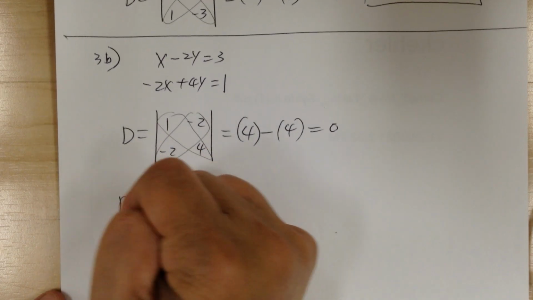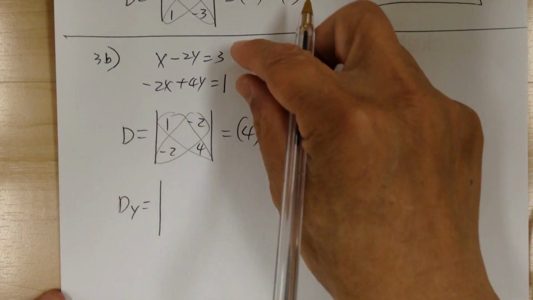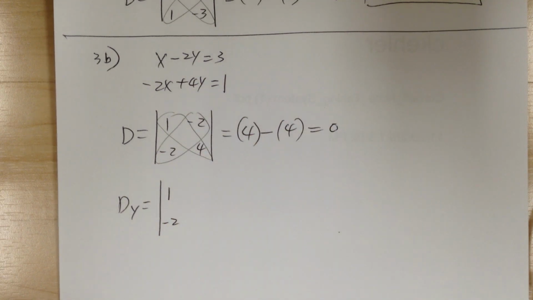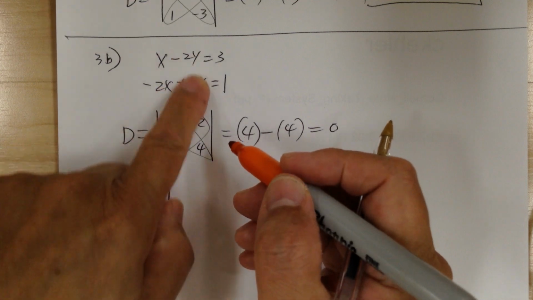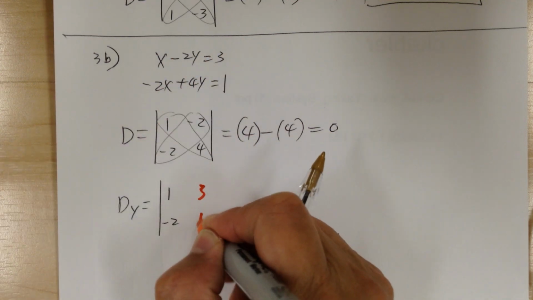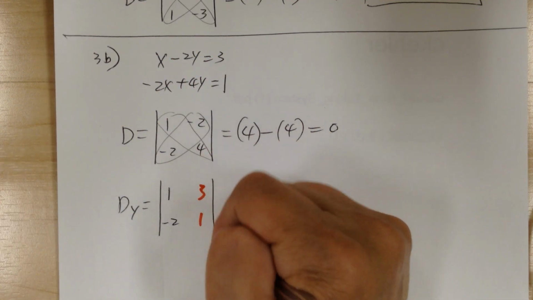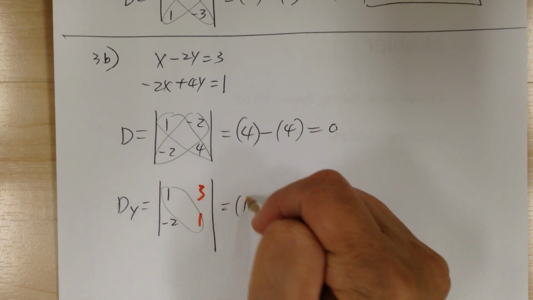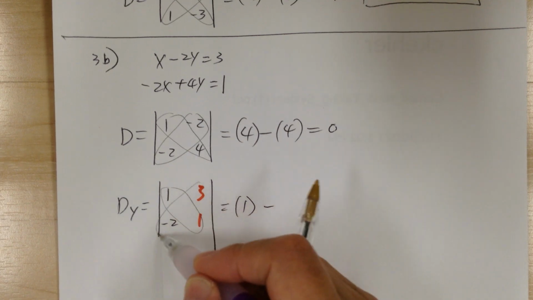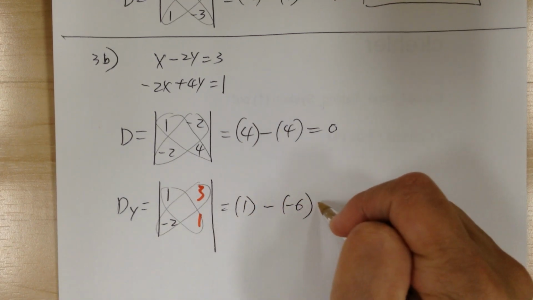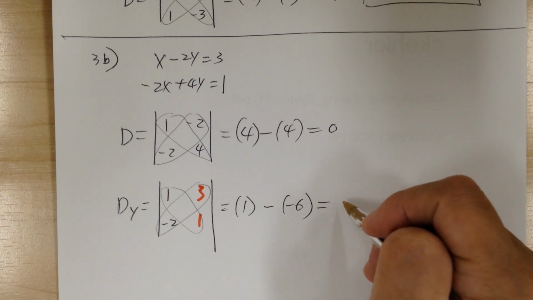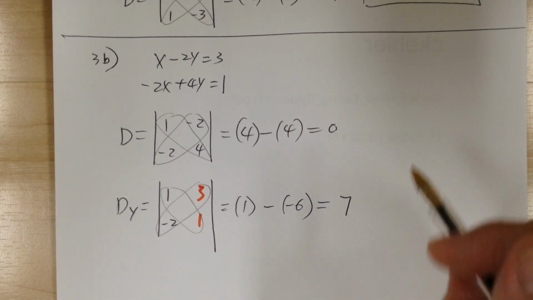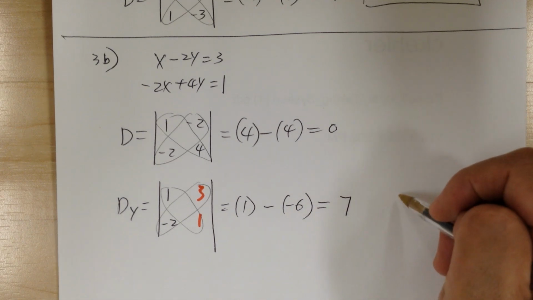Okay? So you're going to do dy. So you're going to replace this with, so you're going to do 1, negative 2. You're going to replace the y column with the answer solution, which would be 3, 1. Okay? And so again, you do the diagonal. So this will equal to 1 minus negative 6. And so this is equal to 7. Okay? So this is the second case. So this is inconsistent. So there will be no solution.